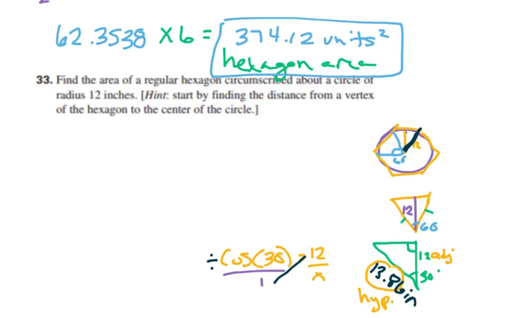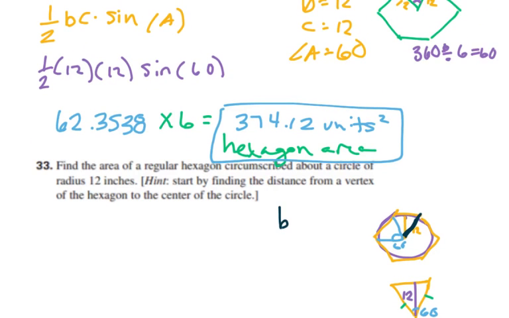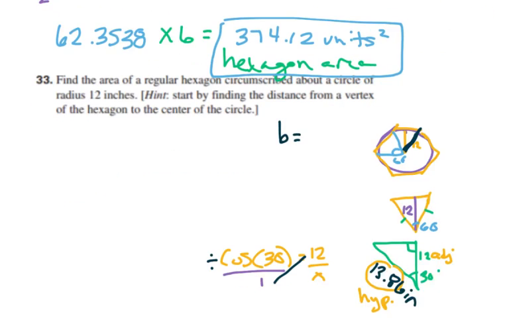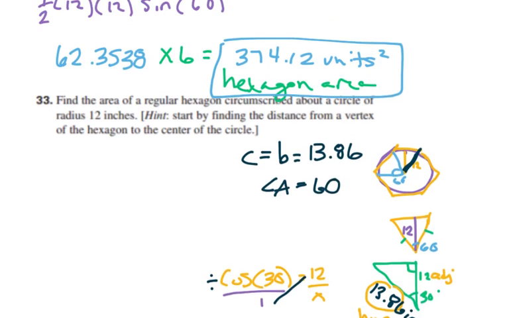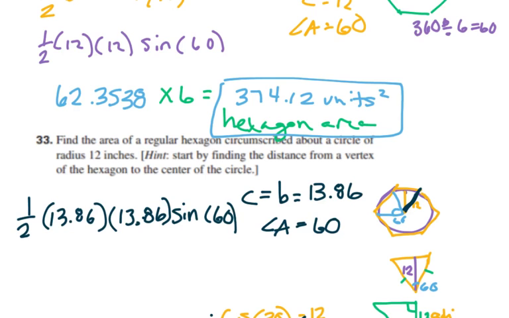And so now that we know that that's 13.86 inches, again, that is this length as well. And so now we know in our formula, as we did before, that our b value is going to be that number we just got, 13.86. So is our c value, but our angle A is going to be 60 as it was before. So we'll do a half times 13.86 times 13.86 times sine of 60. But then remember that we're going to multiply whatever our answer is by 6 in order to get the hexagon area.